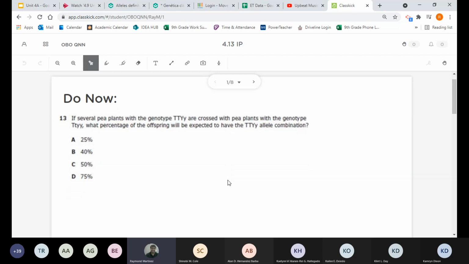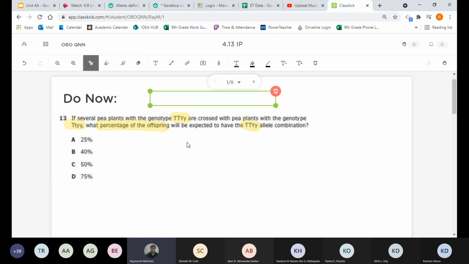Okay, so this is a STAR question, so just so you understand, these are the kind of questions you're going to get on the STAR about dihybrids. So let's click our highlighter first. If several pea plants with the genotype big T, big Y, are crossed with pea plants with the genotype big T, little y, what percentage of the offspring will be expected to have the big T, big Y allele combination?